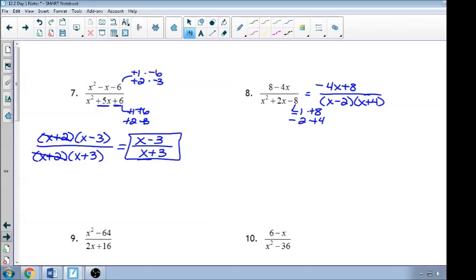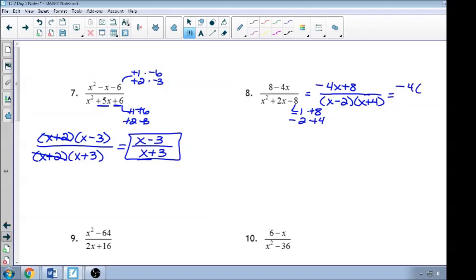Now, looking at my numerator, I'm not done with that yet. I have a negative 4x and an 8. Negative 4x and 8 are both divisible by the same thing. It is the number 4. However, I want my x to be positive. So when I actually take out the GCF, I'm going to take out a negative 4.